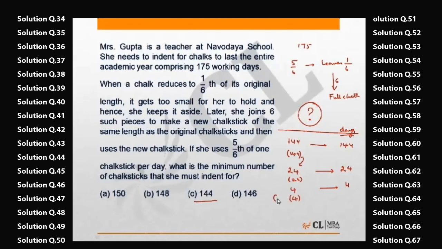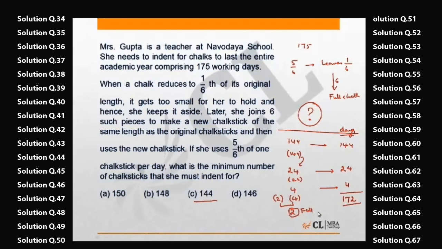So she needs 2 small chalks to complete this. By the way, she has used chalks for 172 days. So what she needs is 2 small chalks to complete 1 chalk and 2 full chalks to tide over the requirement for 175 days.